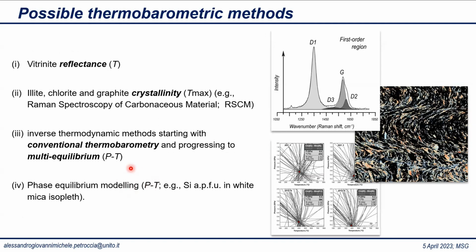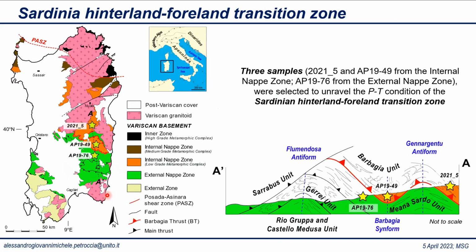So up to now, we have many methods to obtain PT conditions in low-grade metapelites. The first one, very common, is vitrinite reflectance that gives us temperature. We have different methods that involve the crystallinity of different phases, like, now very common, Raman on graphite, that gives us the peak of temperature. We have conventional thermobarometry, now progressing to multi-equilibrium approaches with the PT estimation, and the classical phase equilibrium modeling with the prediction of the mineral assemblage and the mineral composition and the use of isopleth intersection.